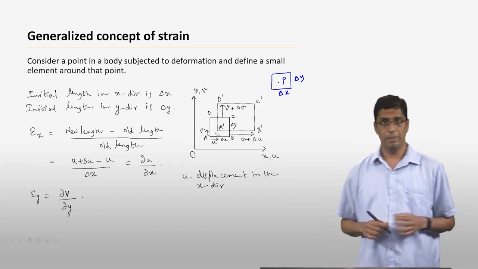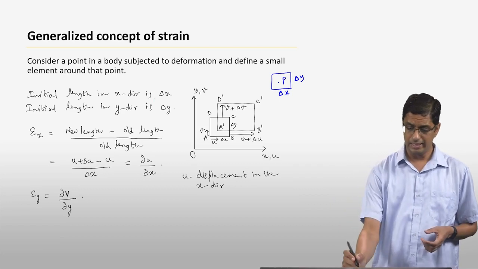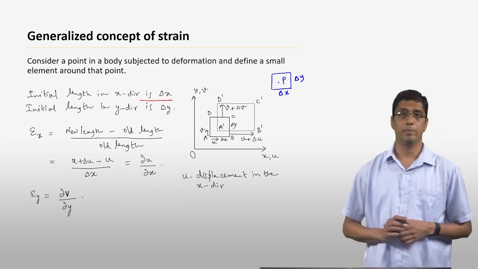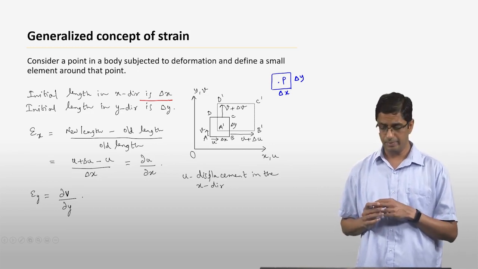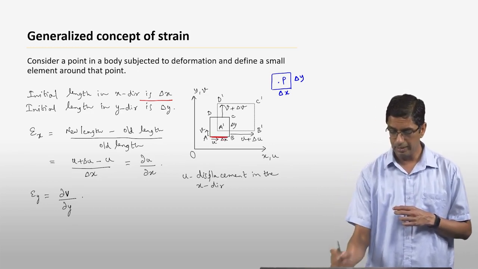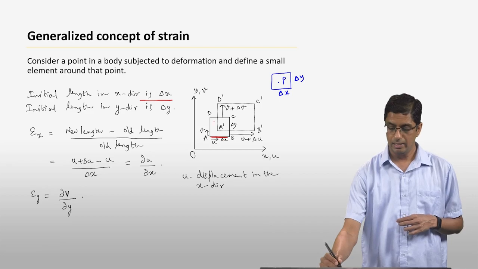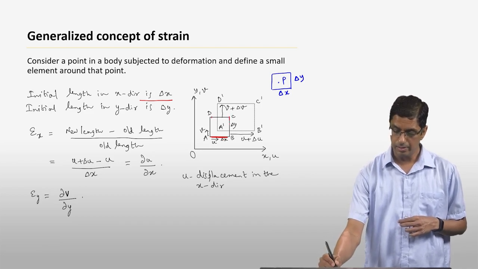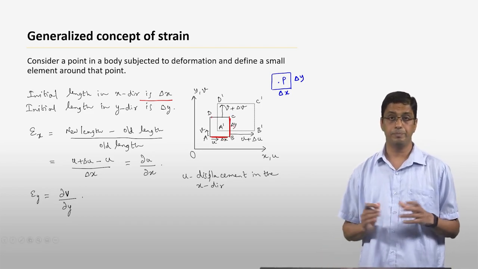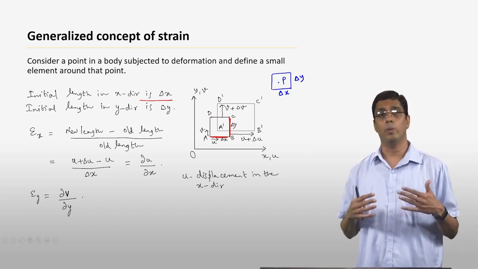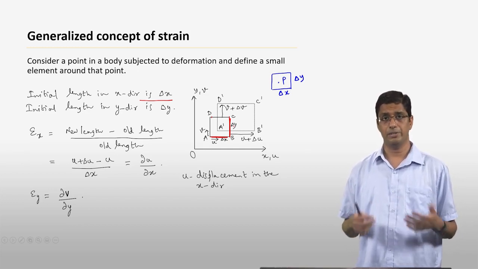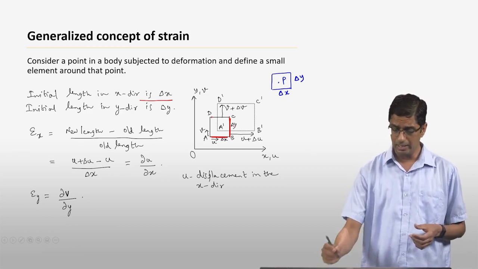So in that case, how do we define the strain at this point P? Okay, so if you think about this particular problem, you can see that the initial length of the box, or the element that we defined around this point P, is delta x, which is here, and the length of the element along the y-axis is delta y. Okay, so delta x and delta y are the initial dimensions.